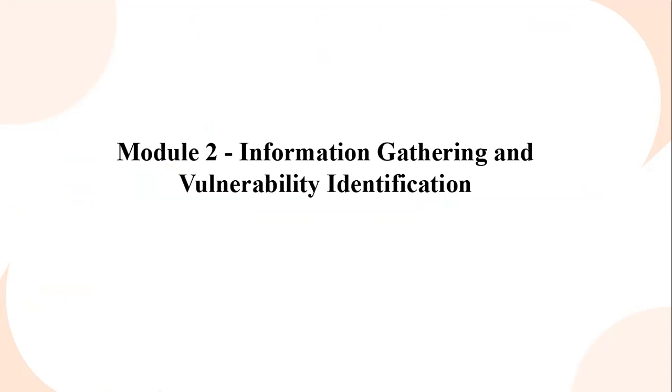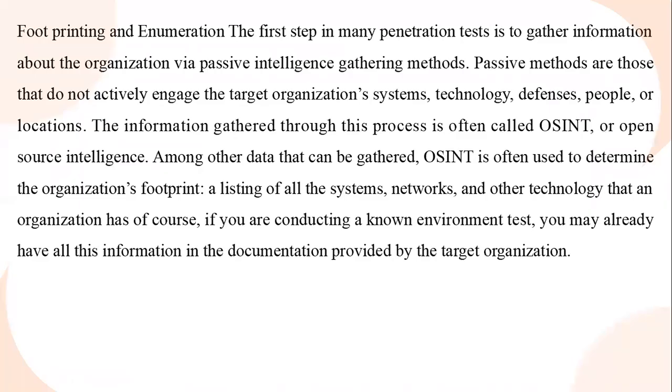In module 2, we're going to be looking at information gathering and vulnerability identification. So the question is, footprinting and enumeration, which is the first step in penetration testing. The reason why you want to do that is to gather information, and that's what we call OSINT, open source intelligence gathering. Some might be open, some might not be open, but you want to start from the known to the unknown. That's why OSINT comes in handy.